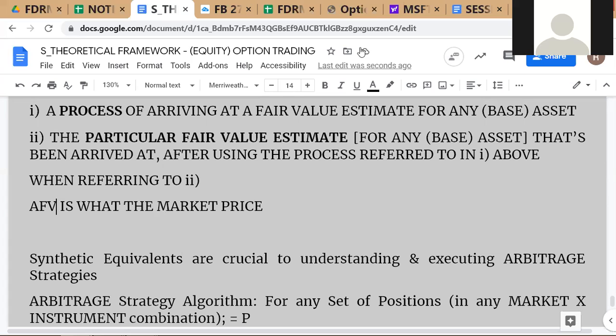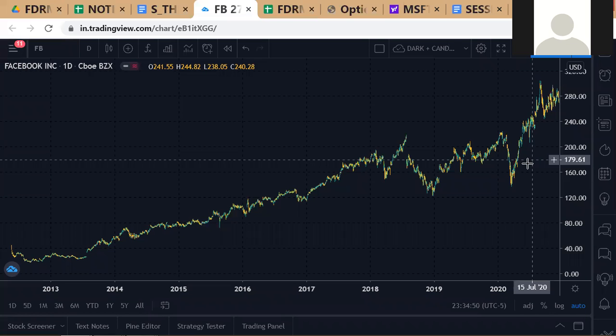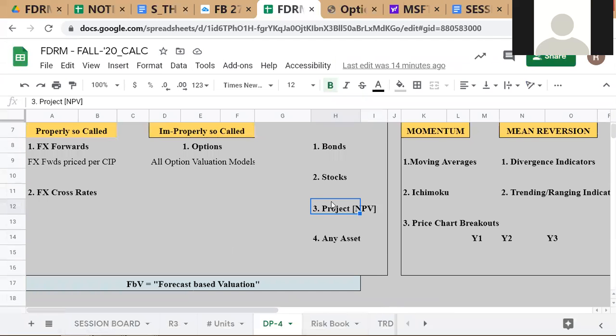A fair value estimate in general is subjective, because different people will have different estimates when you're looking at these types of valuations. Any project NPV analysis is always going to be subjective. Any stock valuation is always going to be subjective. When you're acquiring companies, you will have a subjective assessment, okay?